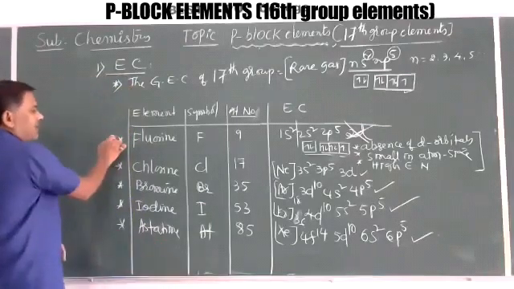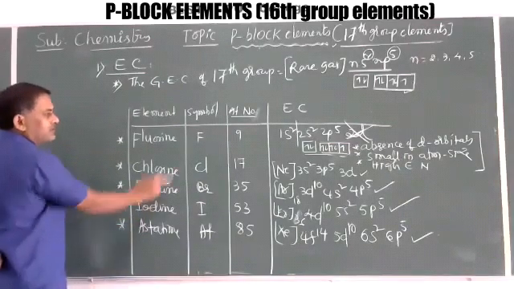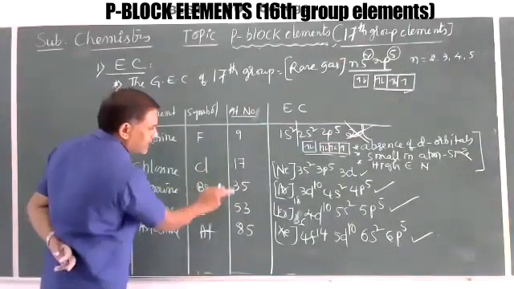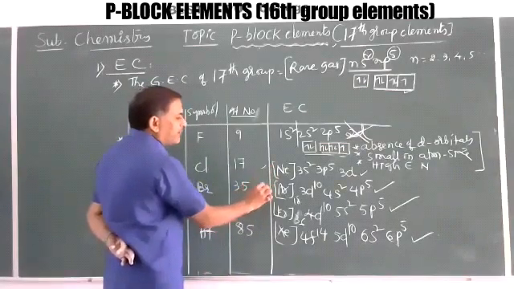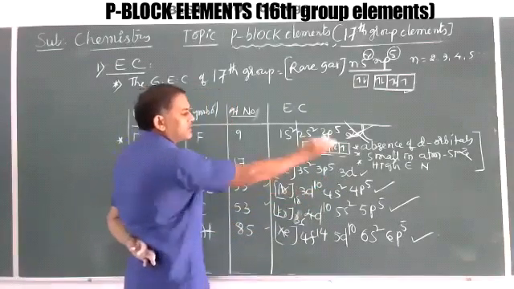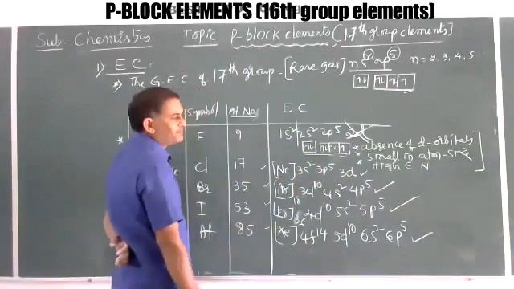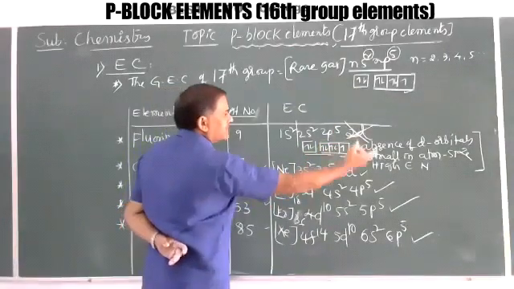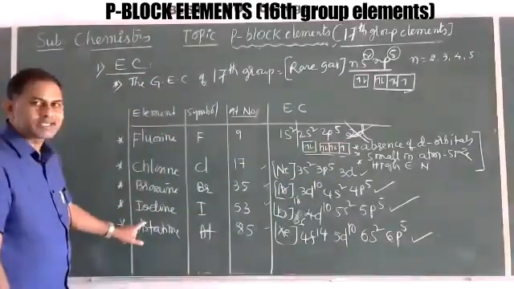So these are the 17th group elements: fluorine, chlorine, bromine, iodine, and astatine. By adding 8, 18, 18, 32 like this, we get atomic numbers and electronic configurations. From chlorine onwards, vacant d orbitals are there in the outermost orbit. Electrons get excited, and 3 excitations are possible because 3 pairs are there. Total 3 excitations are possible for chlorine, bromine, iodine, and astatine.